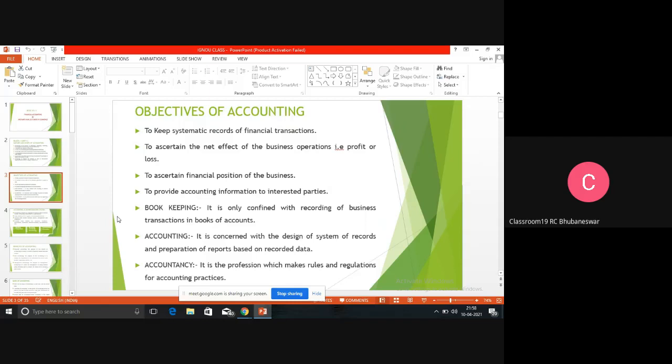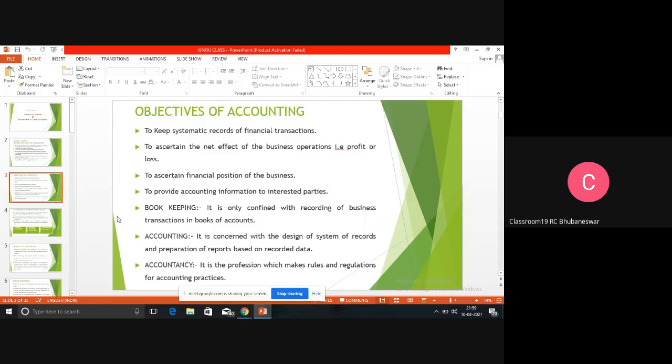Third, the last thing is, after preparation of the financial statements, the PL account and balance sheet, there is some information about the worth of the organization, whether the organization is incurring losses or earning profits. That information must be communicated to various stakeholders. Stakeholders means some are internal stakeholders, some are external stakeholders. We will discuss that in the next slide.